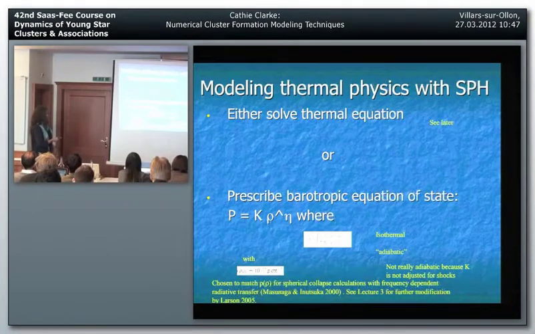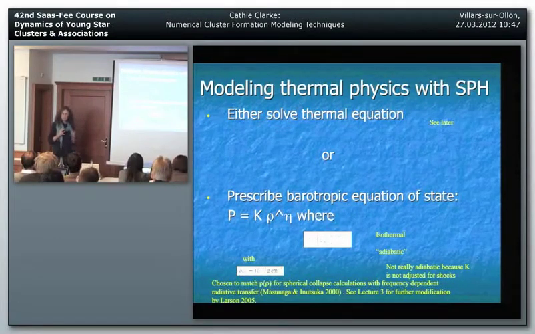And where do these numbers come from? And why do we decide to make it isothermal and adiabatic? Well, it's because in spherical symmetry, you've got the luxury of actually doing the radiative transfer properly, and old references to Richard Larson, but more recently to Masunaga and Inutsuka. They calculated the collapse of a spherical cloud, and in the process were able to derive the sort of mean pressure density relationship from that, and then that is then plugged into the SPH calculations.